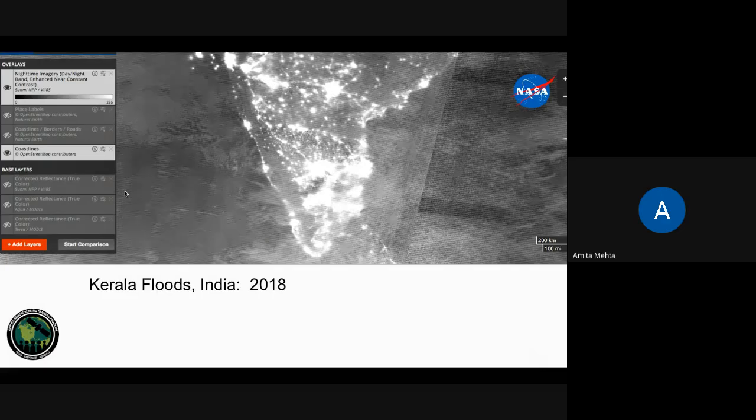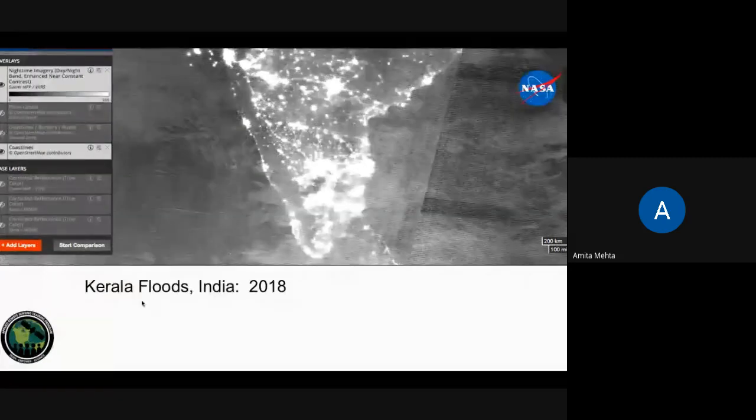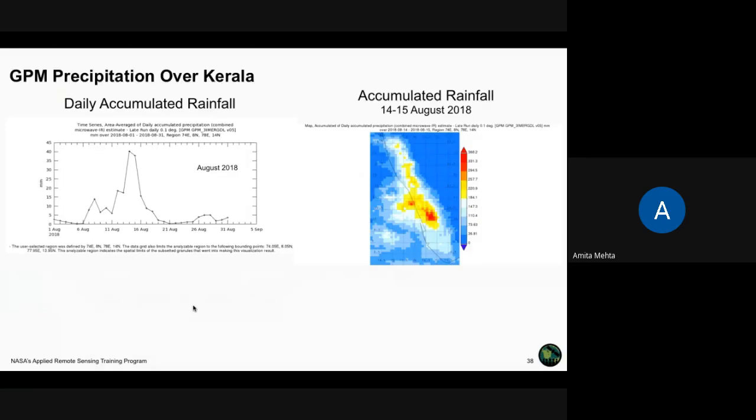We did an in-person training in India, in Dehradun, in one of the ISRO centers. This was in 2018, and that was focused on flood monitoring using optical, microwave, passive and active data, and also including SAR. So at that time, there was this flooding in Kerala, and that is what we did a case study on. So this is in August 2018.